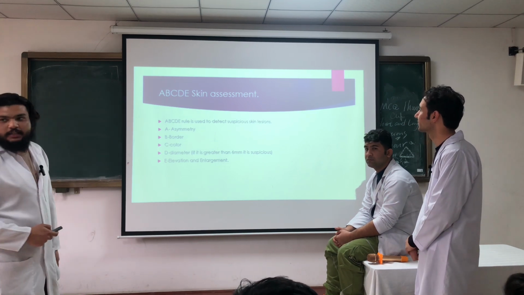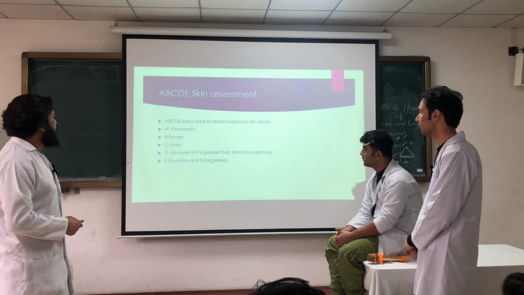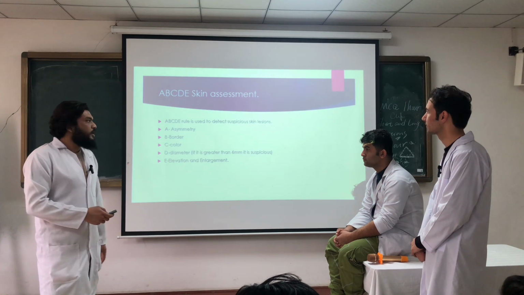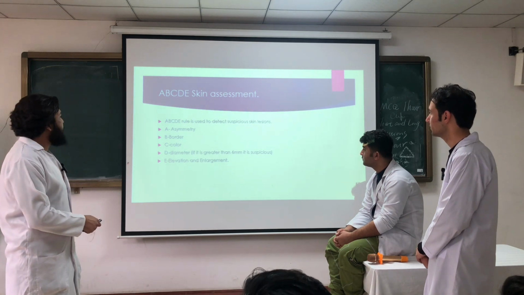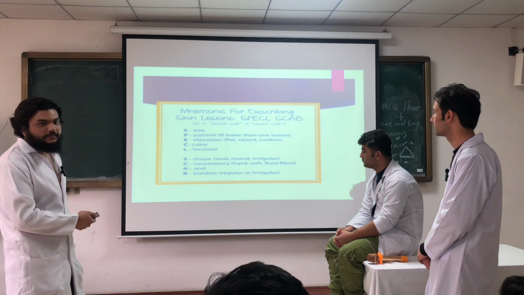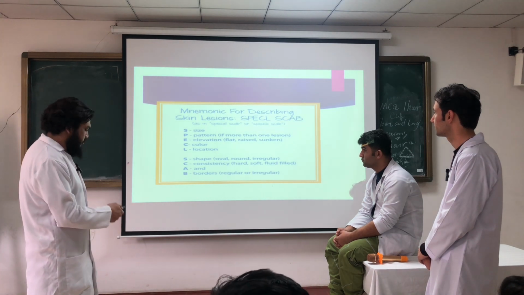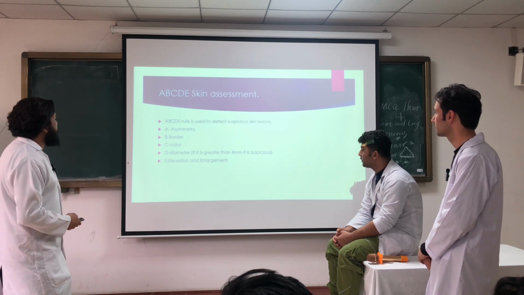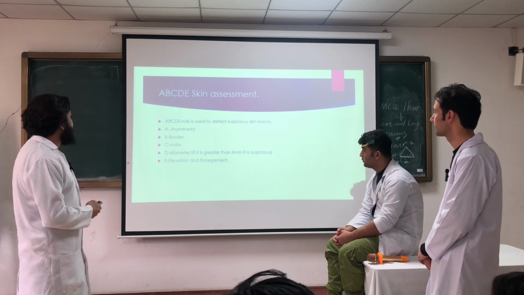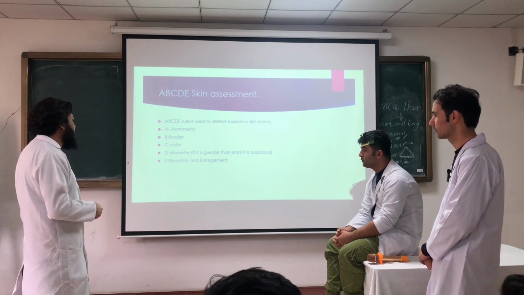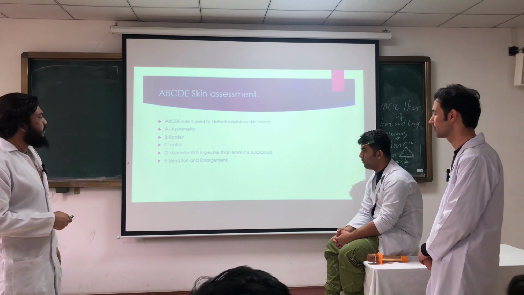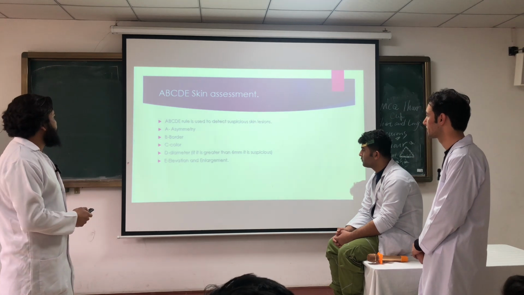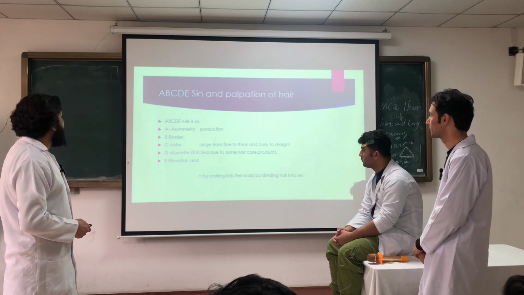Then we have the ABCD skin assessment test, which is the rule used for suspicious skin lesions. In all the lesions, if after this mnemonic we've seen that the lesions seem to be suspicious, we use the ABCD rule, which is A for asymmetry, B borders, we check the borders, C again the color, and D diameter. If the size is greater than 6 millimeter, it is suspicious. Elevation and enlargement. ABCD skin assessment.